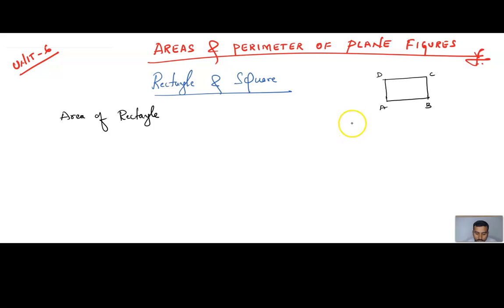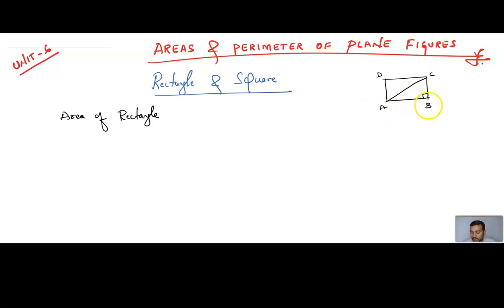Remember children, in this rectangle, condition 1, all the sides are perpendicular to each other. And condition number 2, opposite sides are parallel. AB and CD are parallel to each other and AD and BC are parallel to each other. And if you join A and C, or B and D, that is called as diagonal.